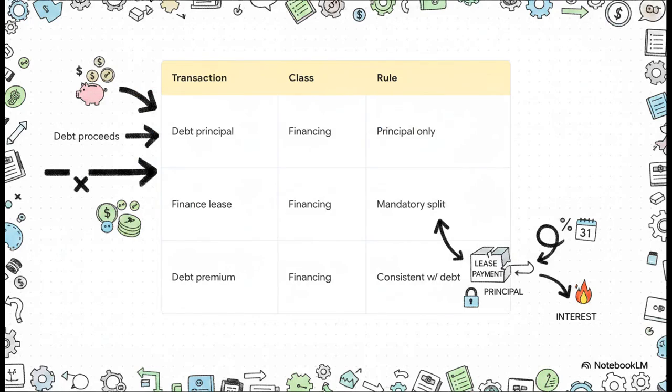Rounding out our big 3, we've got financing activities. This is where your debt proceeds and principal repayments live. But remember the golden rule here. Principal only, not the interest. And if you're dealing with a finance lease, you are facing a mandatory split. The principal portion, that lands here in financing. But the interest portion, that has to go up into operating.